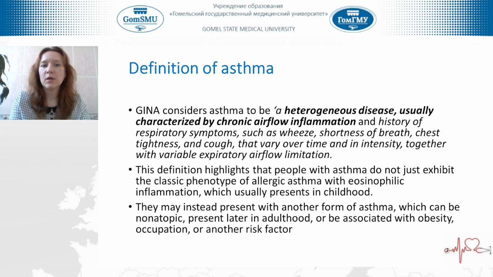This definition highlights that people with asthma don't just exhibit the classic phenotype of allergic asthma with eosinophilic inflammation, which usually presents in childhood. They may instead present with other forms of asthma, which can be non-atopic, present later in adulthood, or be associated with obesity, occupation, or other risk factors.